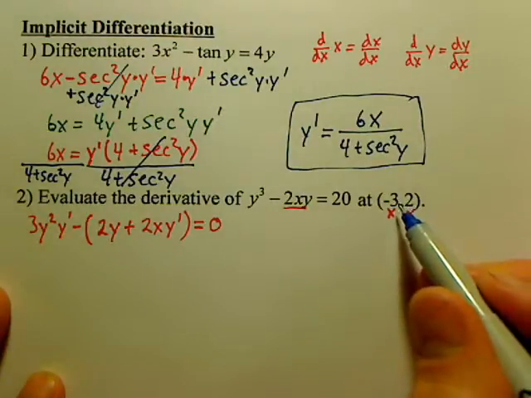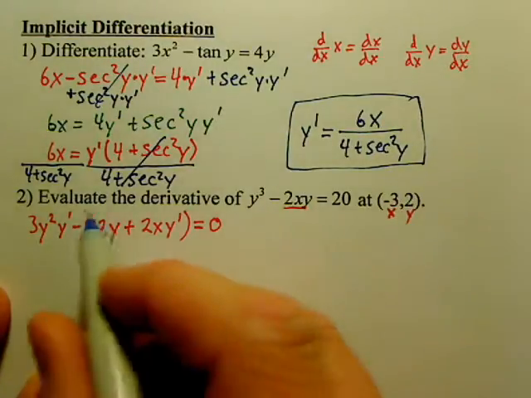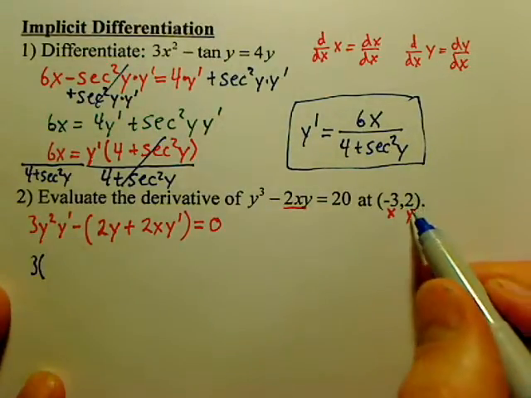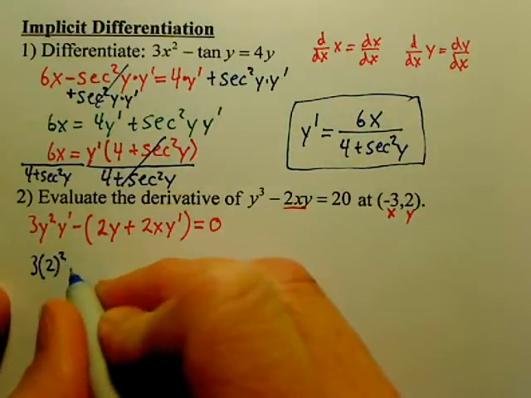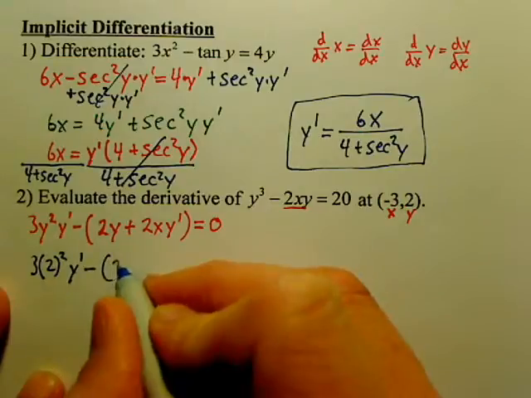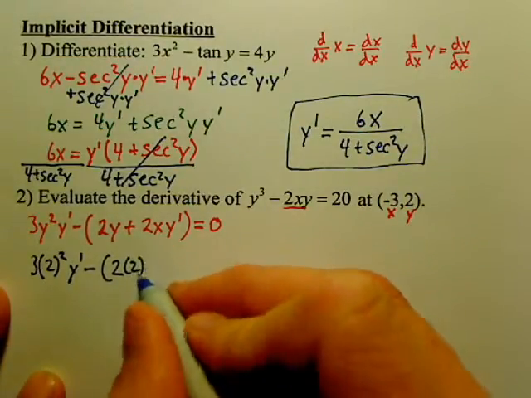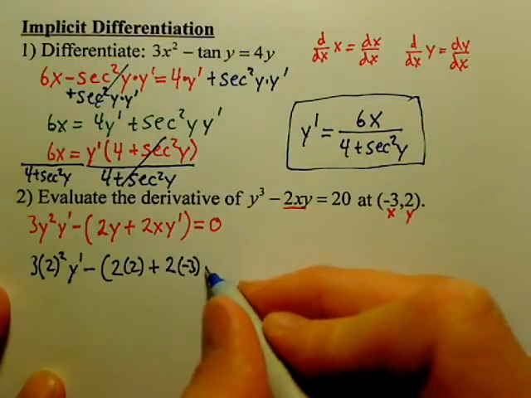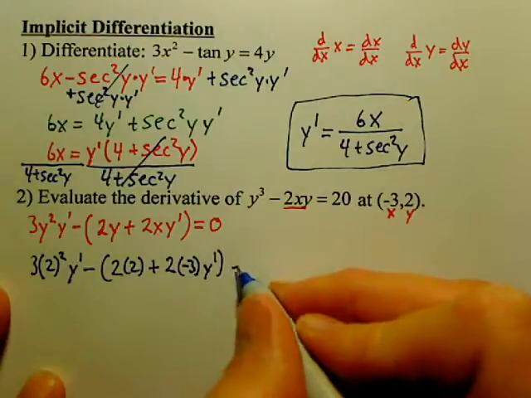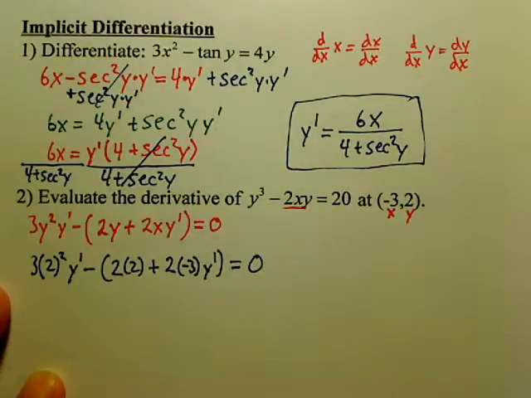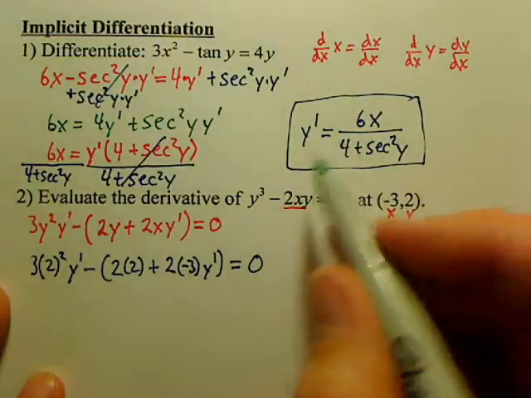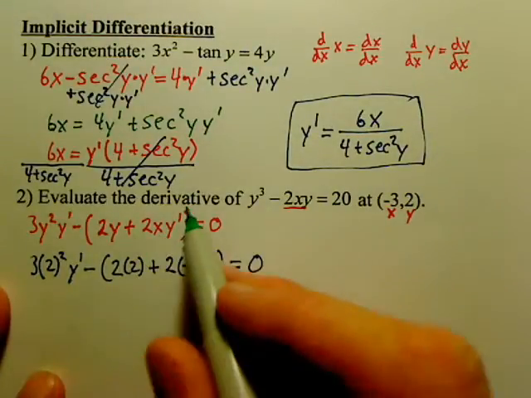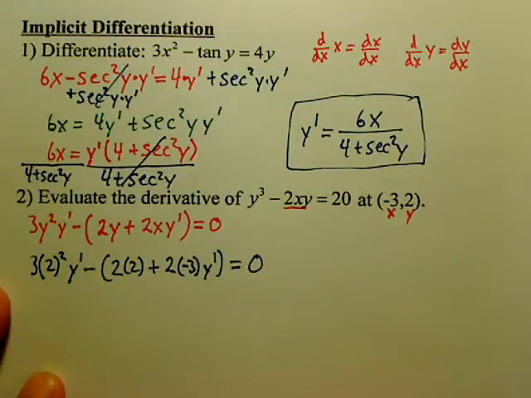Okay, let's plug the x and y in, and then evaluate the derivative. So I have 3 y squared. Well, y is 2. So 2 squared, leave the y prime, minus 2 times y, which is 2, plus 2 times x, which is negative 3, y prime equals 0. You see how we're solving here? See how we can just simply plug it in? See how I do not have to get y prime by itself and then plug it in? It is a lot quicker when you're evaluating not to get y prime by itself. Okay, enough said with that.